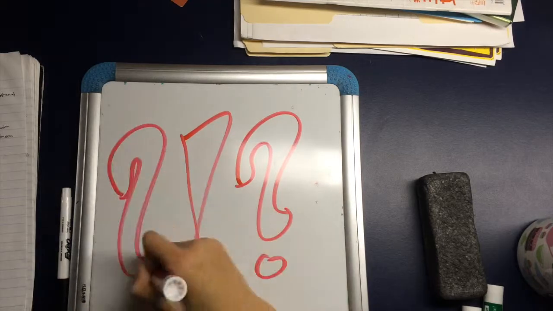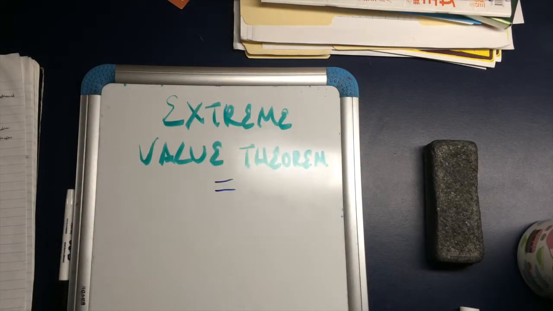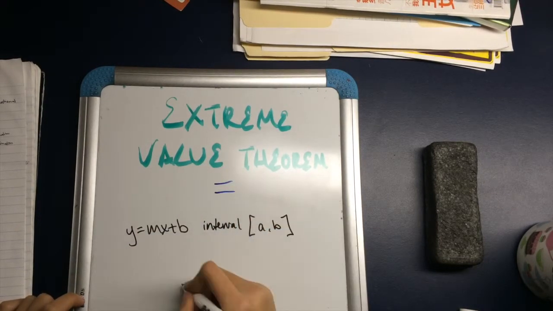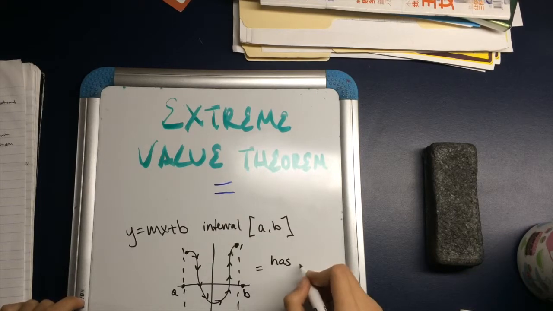So, how would we know what is and what isn't an extrema? Well, that leads us to the extreme value theorem. The extreme value theorem states if f, the function, is continuous on a closed interval a, b, then the function has both a minimum and a maximum on the interval.